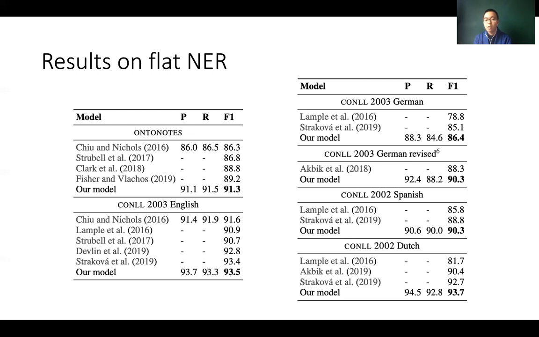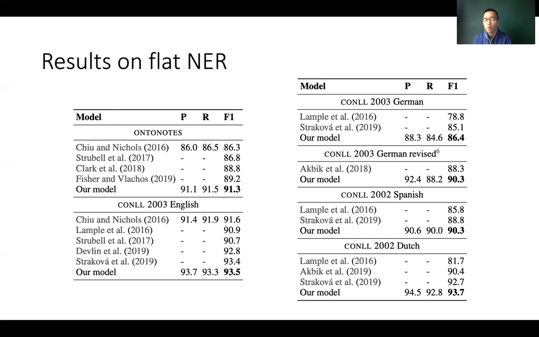The results on the English CoNLL shared task data and OntoNotes are very similar in our case, but not in the previous cases, such as the Chiu paper. They have 91.6 on the CoNLL English data, but only 86.3 on OntoNotes. But ours, as well as the Straková system, are similar.